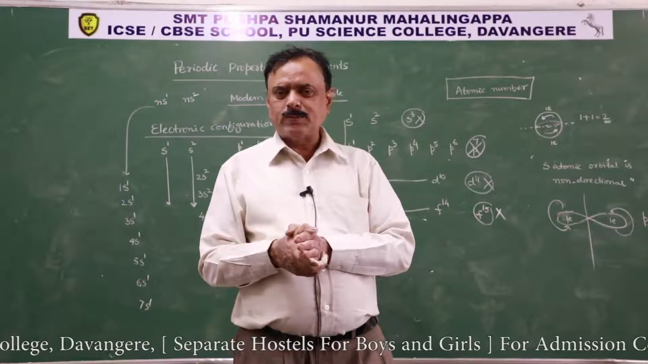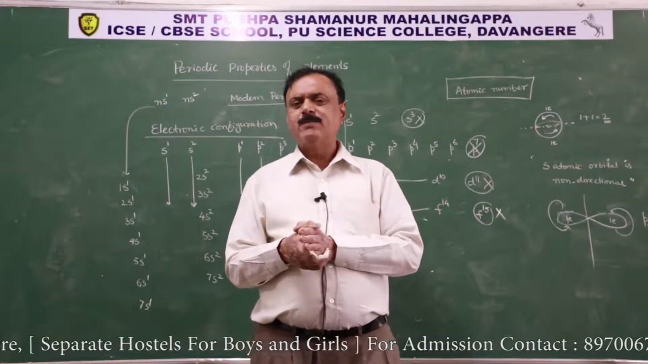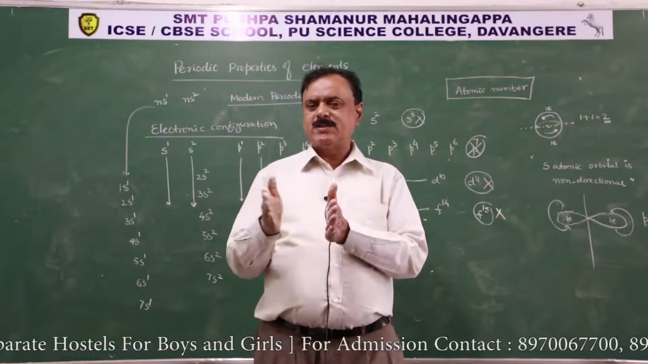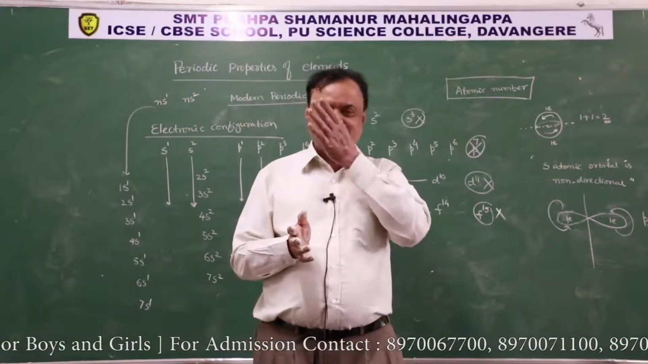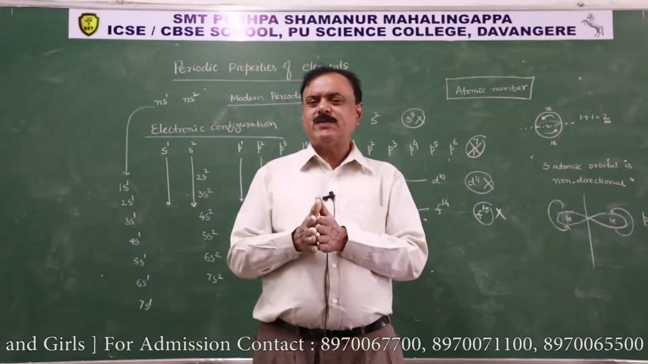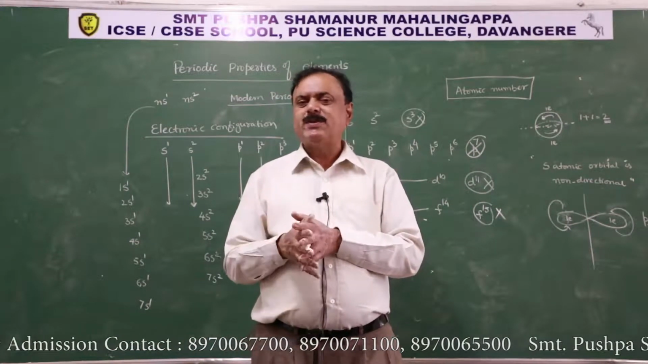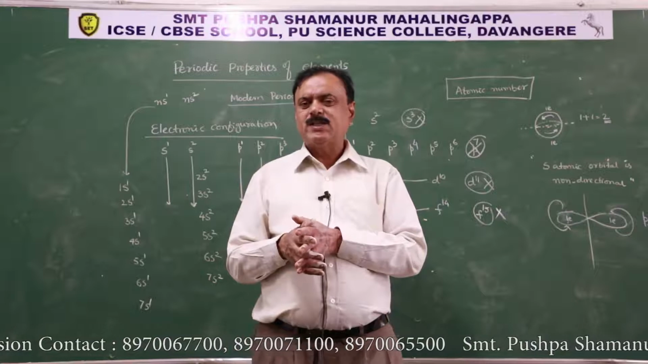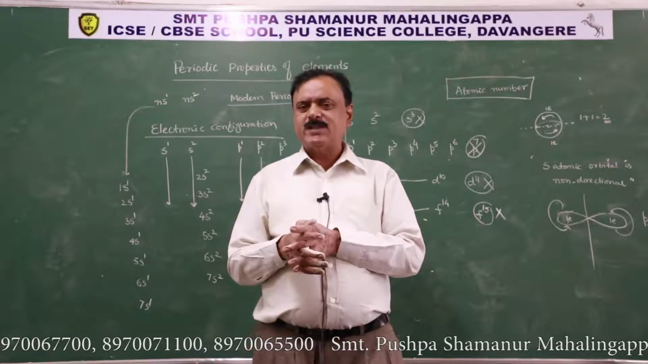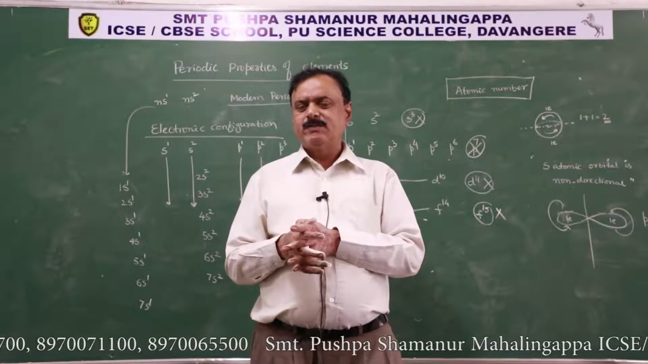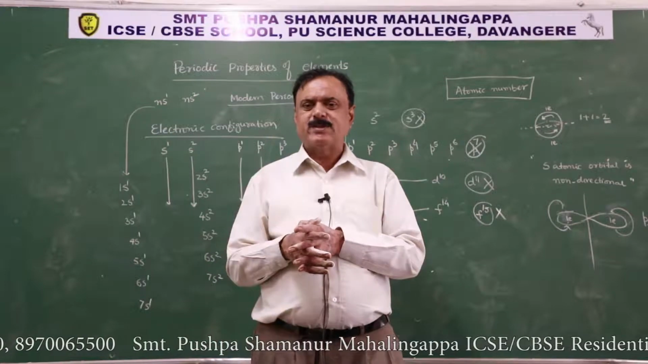In the second group we have only 6 elements, starting from beryllium. Beryllium has 2 electrons in the s atomic orbital, an outer electronic configuration of s2. Magnesium has s2 configuration, calcium has s2 configuration. Similarly, strontium and barium have the s2 configuration, irrespective of the principal quantum number value, which ranges from 2 to 7, whereas it is 2 for beryllium, 3 for magnesium, 4 for calcium, and so on.